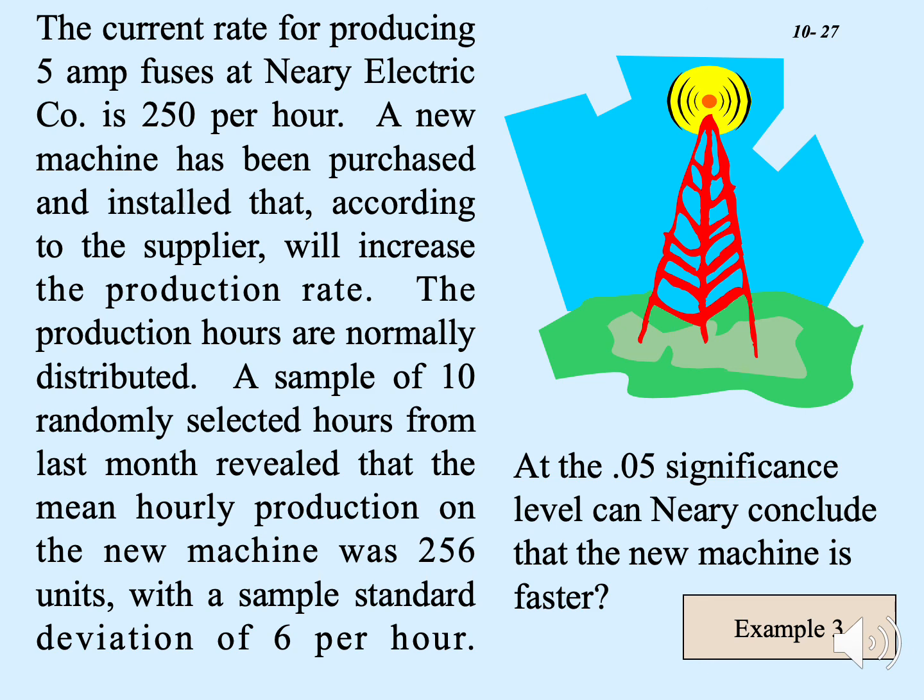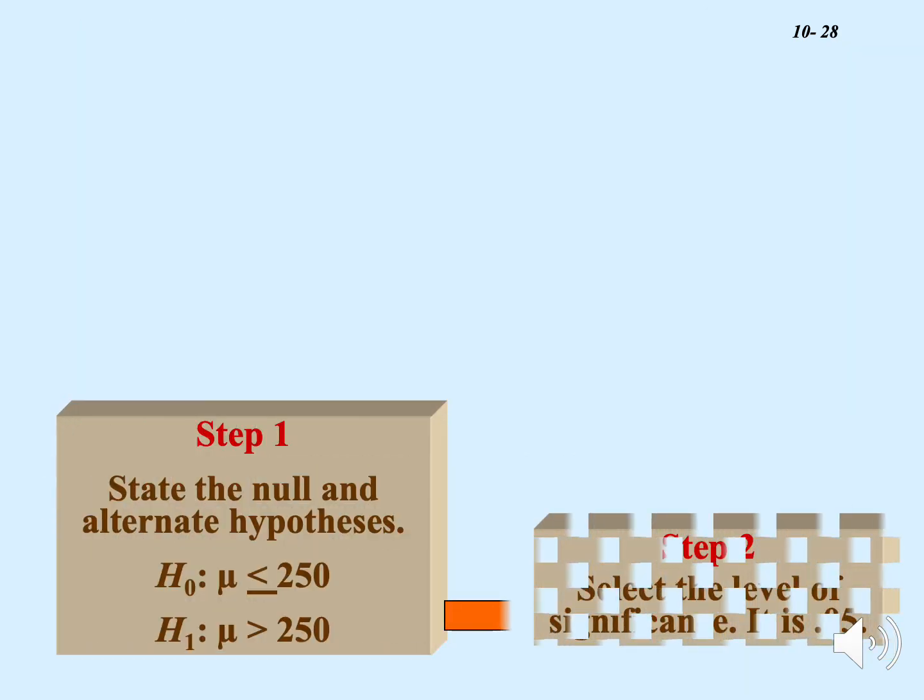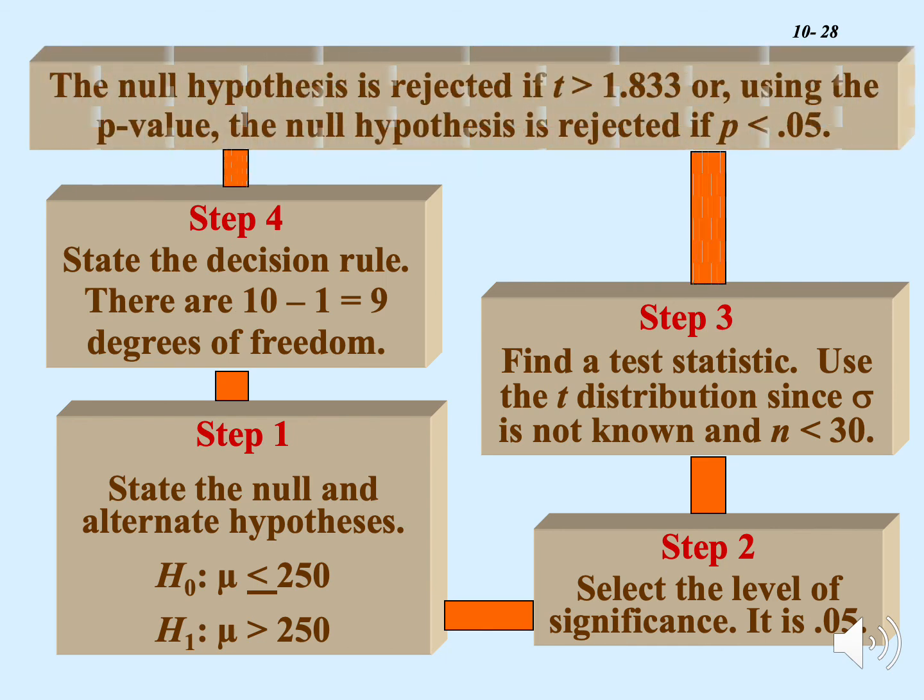So again, go back to those steps. And of course, you are going to look at it on the table. It is 10, so your DF is 9. So the t value that is on the table is 1.833. Or we will use the p-value, that is, if it is less than 0.05, then we're going to reject the null.